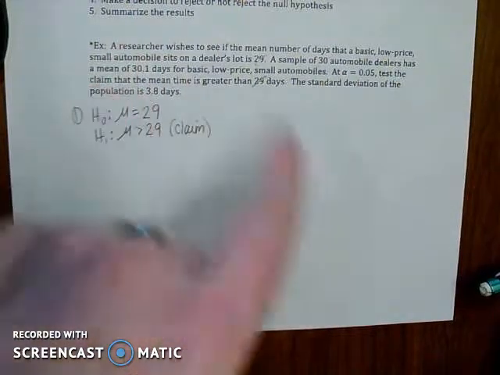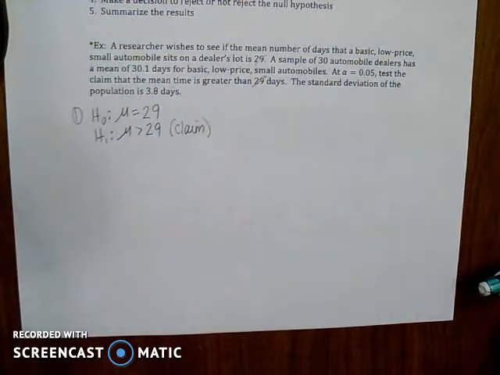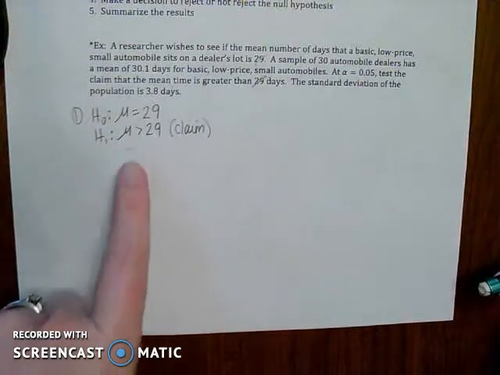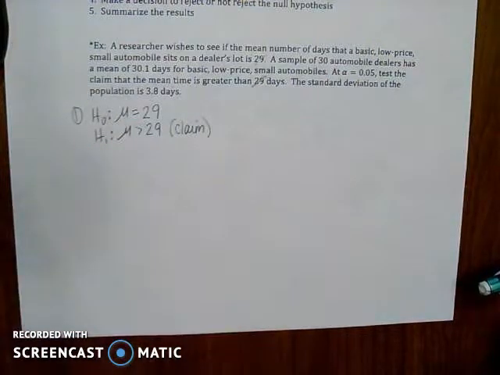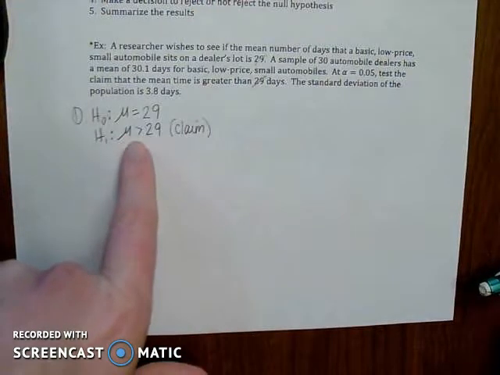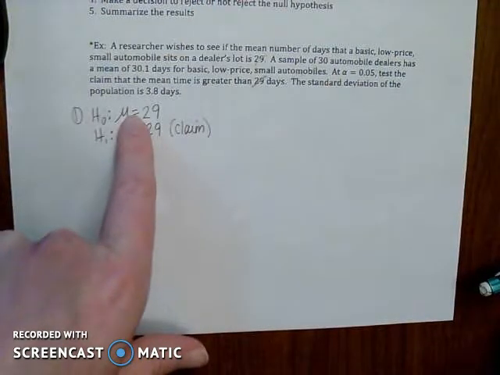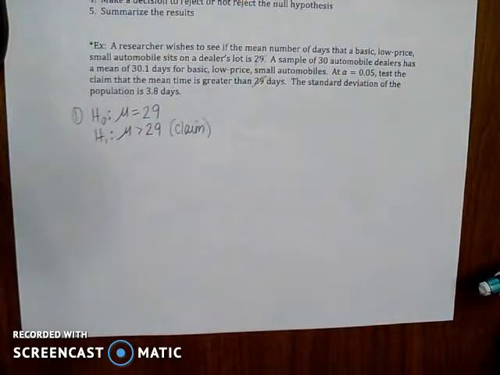Most people will look for the word claim. If it's in there, great. Some people write that down first. Since it's greater than, that has to be H sub 1, because H sub 0 is always an equal in this book. In other books, since this is greater, this one would change to less than or equal to. But in our book, it's always equals.